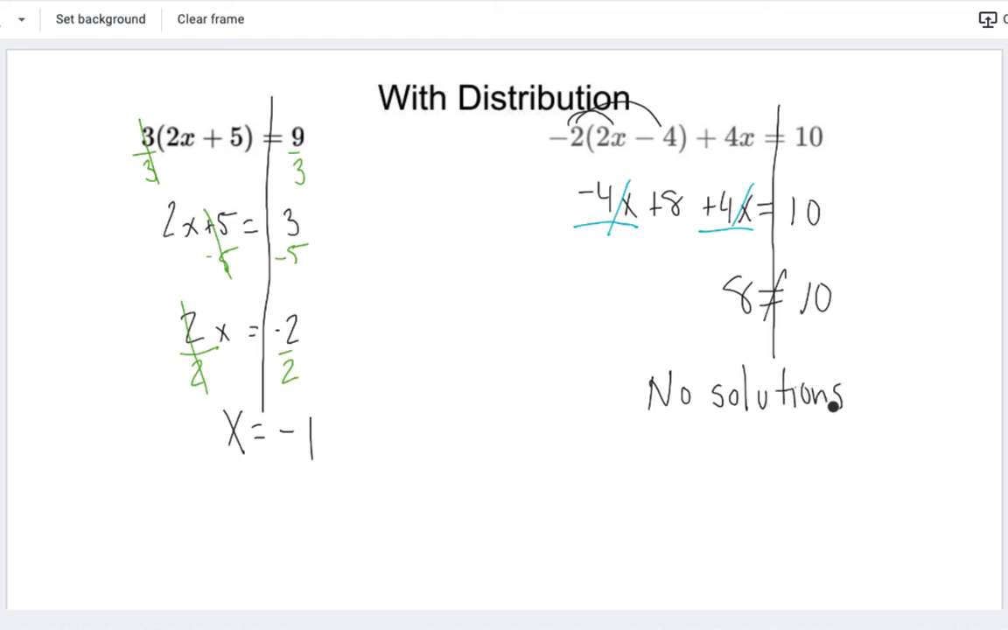So if we get a true statement like x equals negative 1, that's one solution. A false statement with no variables means there are no solutions. And if we got a true statement like 10 equals 10, that means there are infinite solutions. So sometimes we don't need to distribute, we can just divide. Anytime there are terms also outside the parentheses, you're going to need to distribute and then combine your like terms.